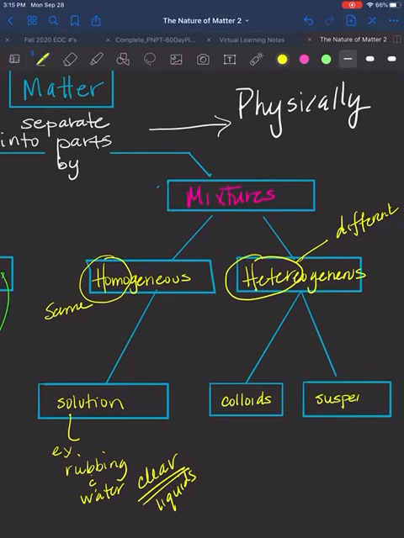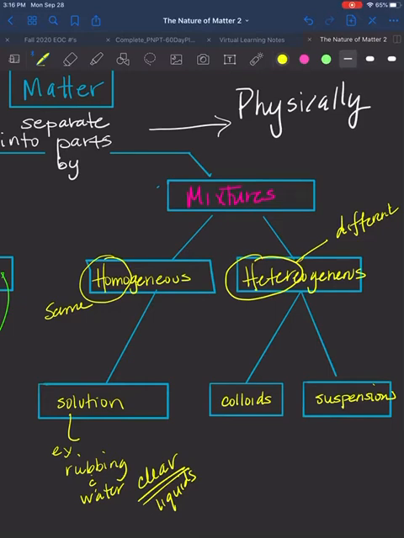Now, what makes homogeneous mixtures different from heterogeneous? Well, all homogeneous mixtures, also known as solutions, look uniform to the naked eye. You will not see the different components. In heterogeneous mixtures, you will be able to see the different components. Even if you have to maybe use a magnifying glass or a microscope, you would be able to see the distinct pieces or parts of these mixtures. So then there has to be a difference between colloids and suspensions.